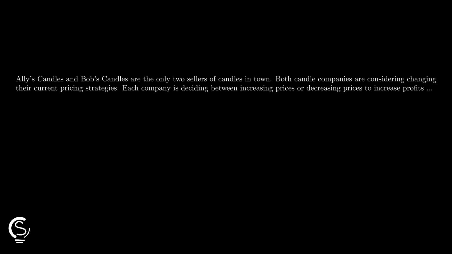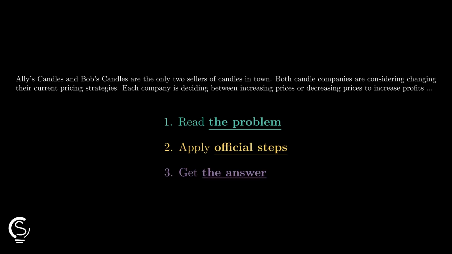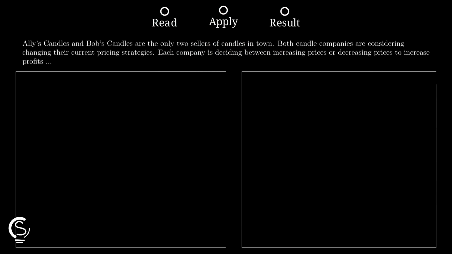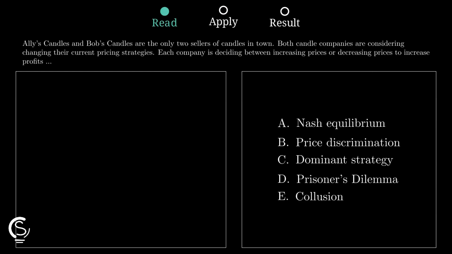Allie's pricing question is a game theory speed run, and the key clue tells you exactly which idea fits, so let's lock it in fast. Start by comparing Allie's two choices, increase or decrease price, against both things Bob could do, because the question is asking whether one move stays better in every case.